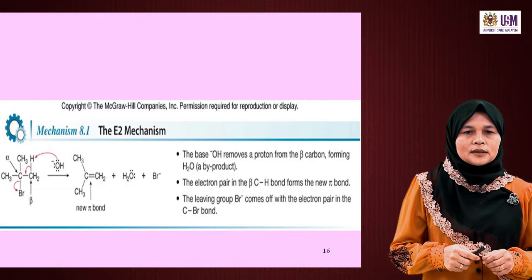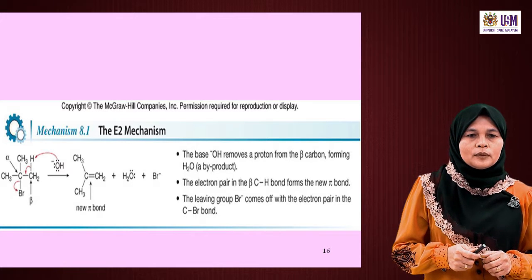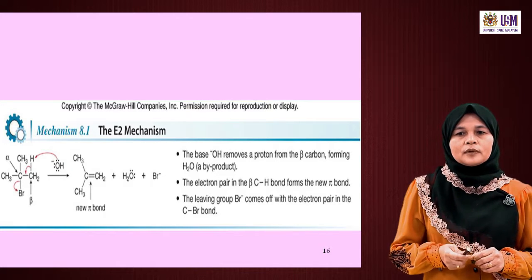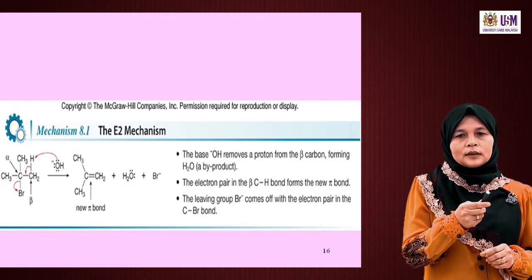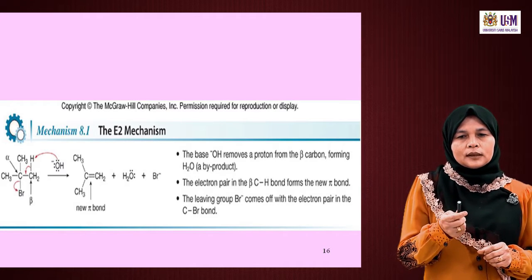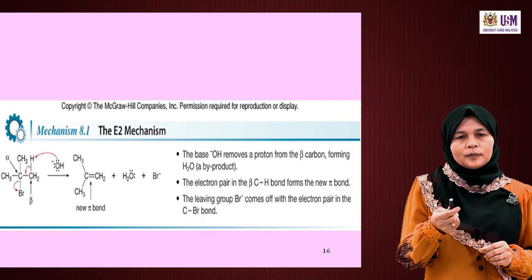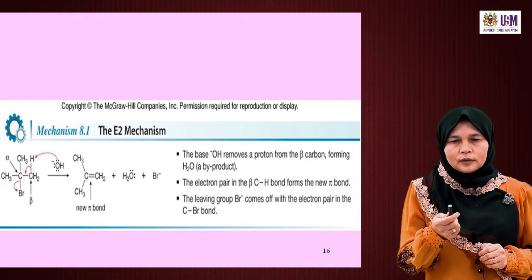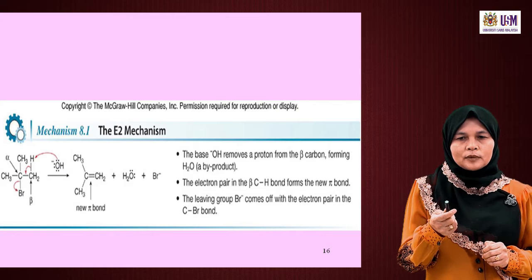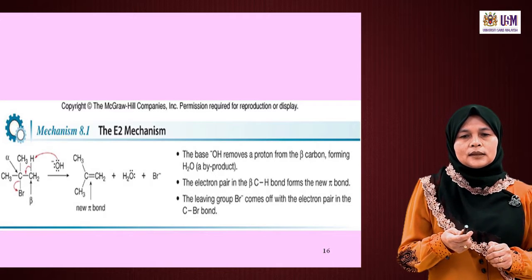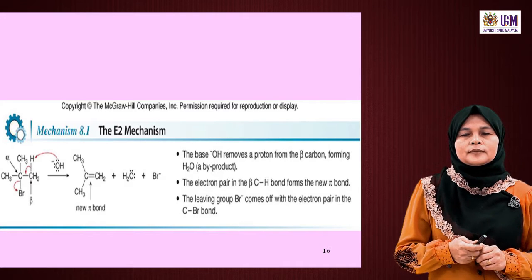The reaction here shows that for the E2 mechanism, the base hydroxide removes a proton from the beta carbon, forming water, which is a byproduct. The electron pair in the beta carbon-hydrogen bond forms the new pi bond, and then the leaving group, which is Br minus, bromide, comes off with the electron pair in the C-Br bond.